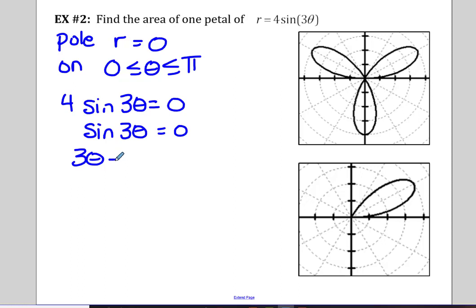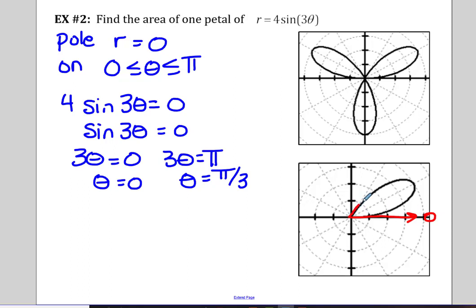So 3θ is 0 at 0, and 3θ is 0 also at π. So θ is π over 3. So we're looking at the angles from 0 to π over 3. In my picture down here, this is our θ equals 0, and this is our angle π over 3. So we're going to calculate this shaded area of that one petal inside here.